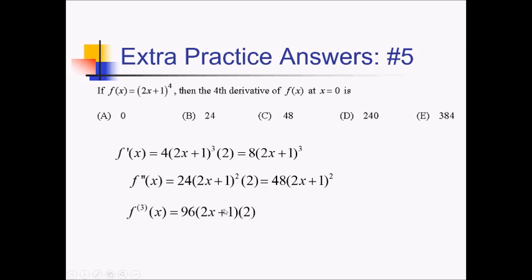Now I can take the extra step of plugging 0 into there, but again, this is a constant function, so that's not going to change anything. So choice E, any way you slice it.